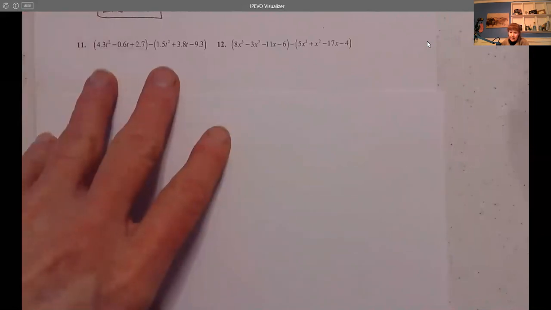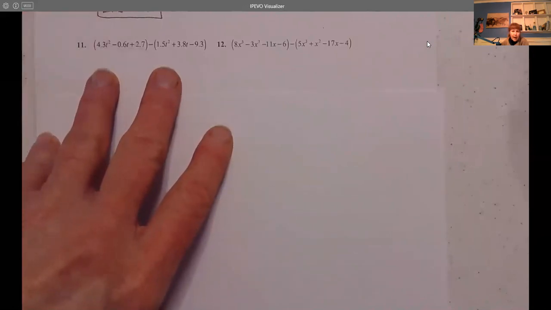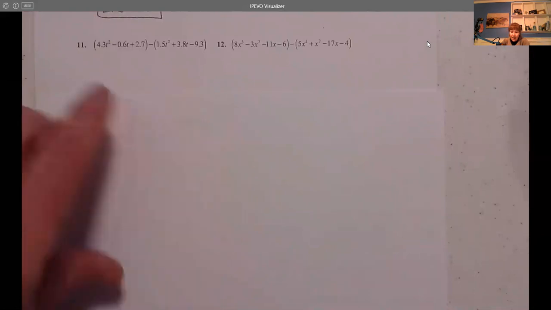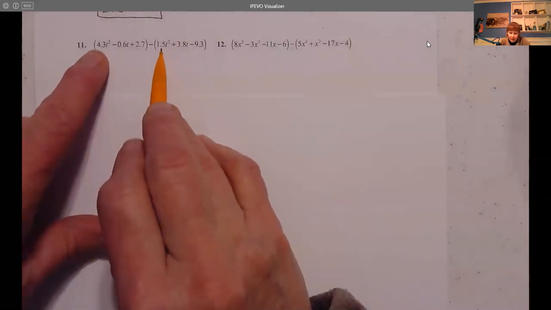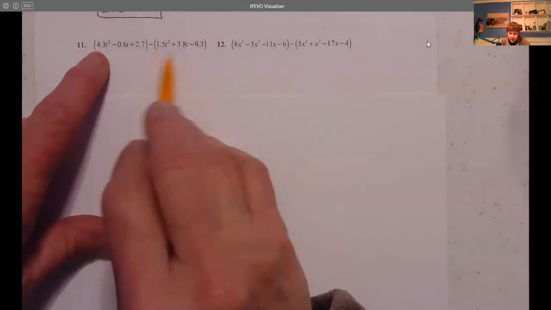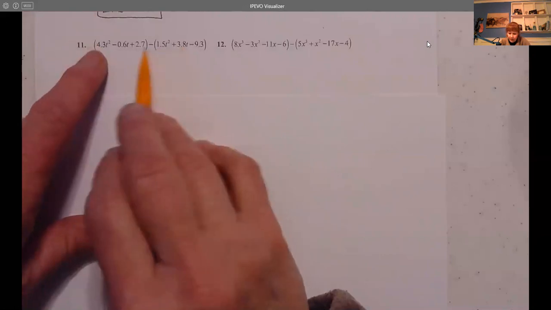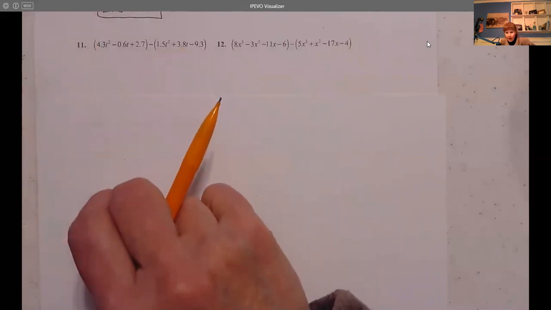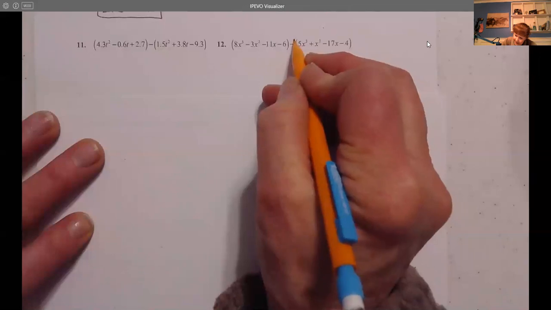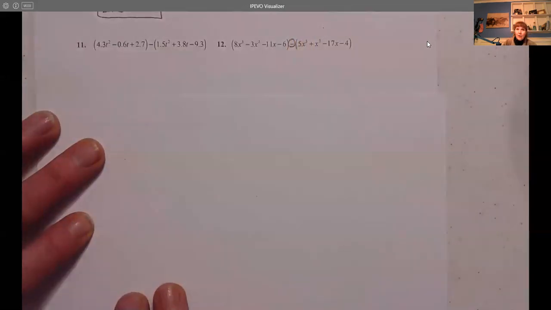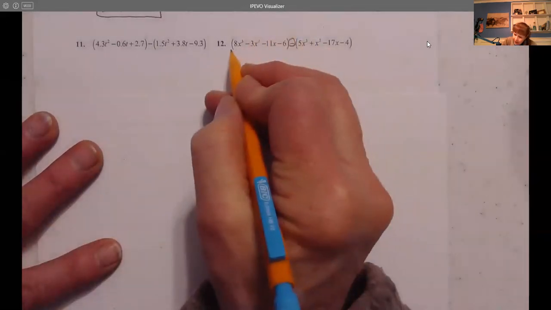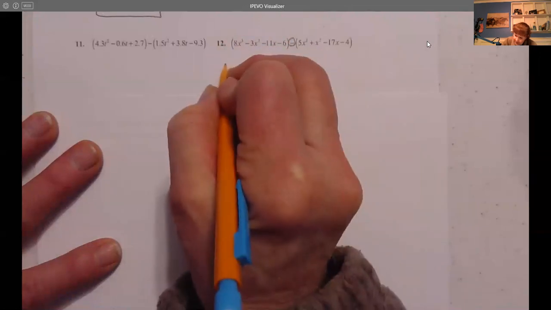Number 11 is done the same way, but you could use your calculator because you've got these decimals here. But the main idea is this guy right here. How do you handle that subtraction? Okay, in the first parentheses, it stays.